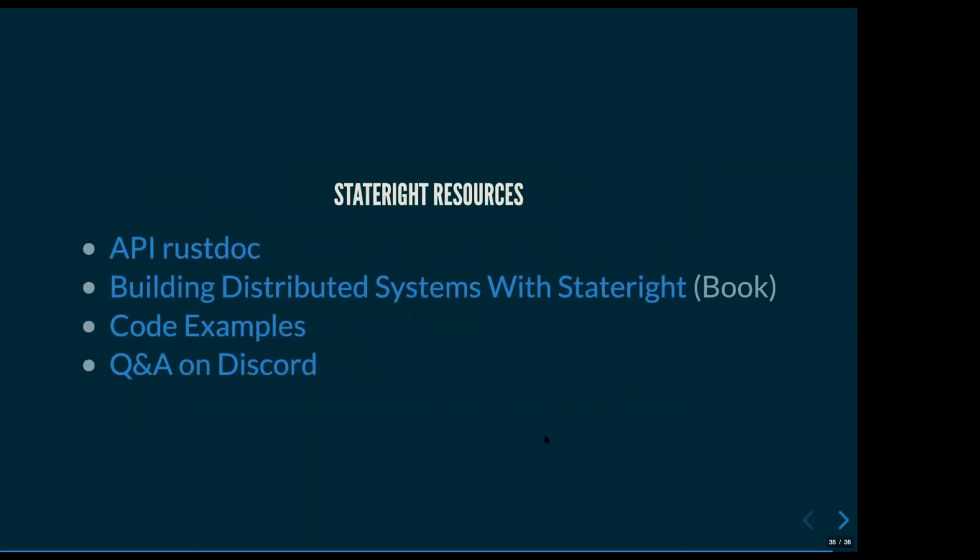As far as resources, if you're familiar with the Rust programming language, RustDoc is sort of the standard for documenting your APIs. And so Stateright has pretty extensive RustDoc documentation. There's the book. The repository for the library has several code examples. And then there's a Discord for chat. So if there's any Q&A or just comments, that's a great place to go.